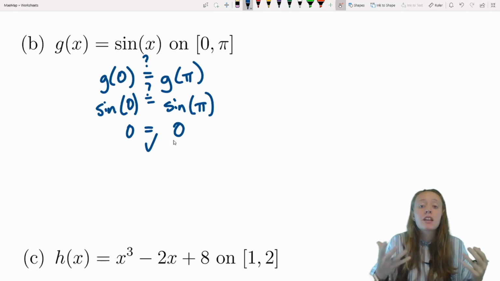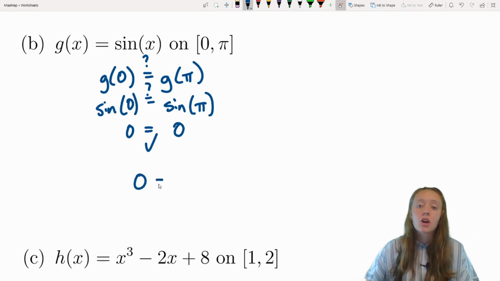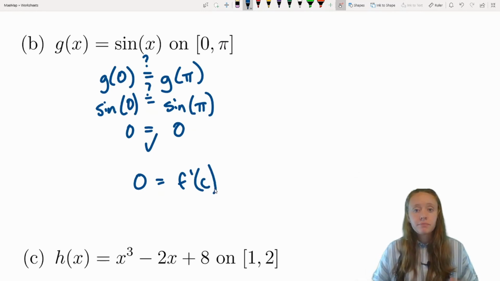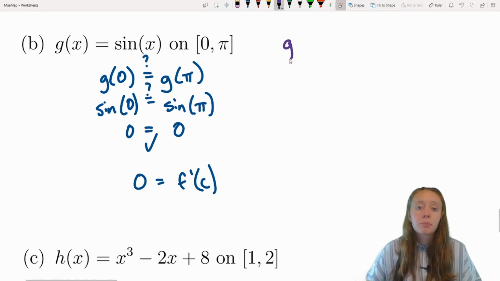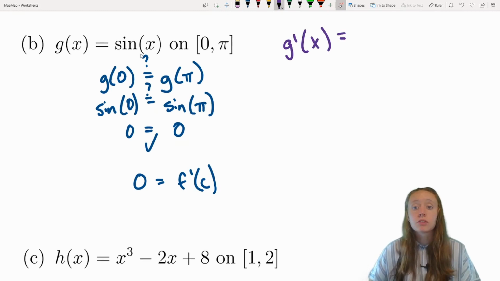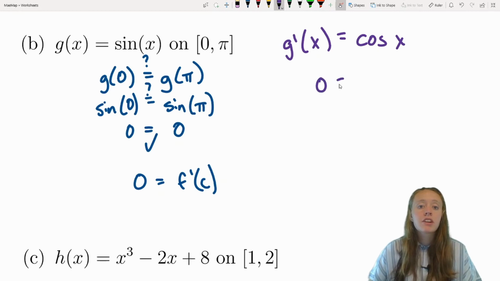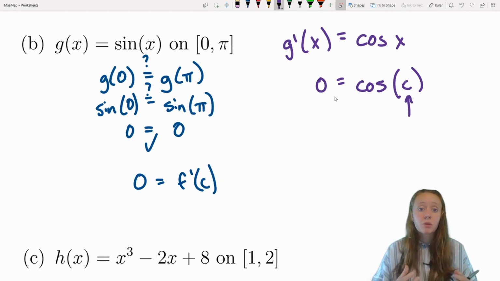Because the slope of my secant line equals 0, I just need to see what point C has a derivative value of 0. And that C will fall within my interval. So taking the derivative of g of x, g prime of x is equal to derivative of sine of x, which is cosine of x. So I need to see when does 0 equal the cosine of C. What value C gives me a function value of 0? When does the cosine of C equal 0? Think about that unit circle again.